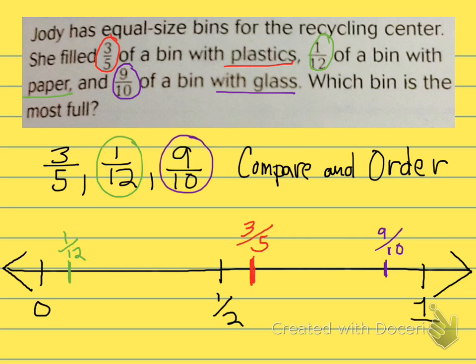Okay, so we can clearly see on this number line which is the least, which is the greatest, and which is in between. So when answering this question, which bin is the most full, it would be the bin that's closest to 1 whole. And that would be the bin that is 9/10 full, the bin with glass.